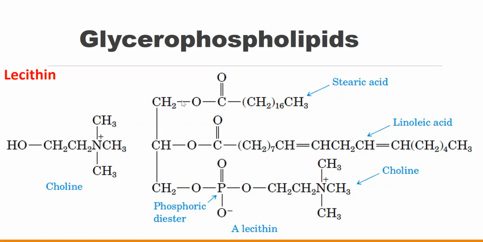Earlier, C double bond O, O, this is an ester. This is a common ester. But if you have carbon replaced with phosphorus, this is a phosphoric diester: P double bond O, P double bond O, O here. So this part is a phosphoric diester.